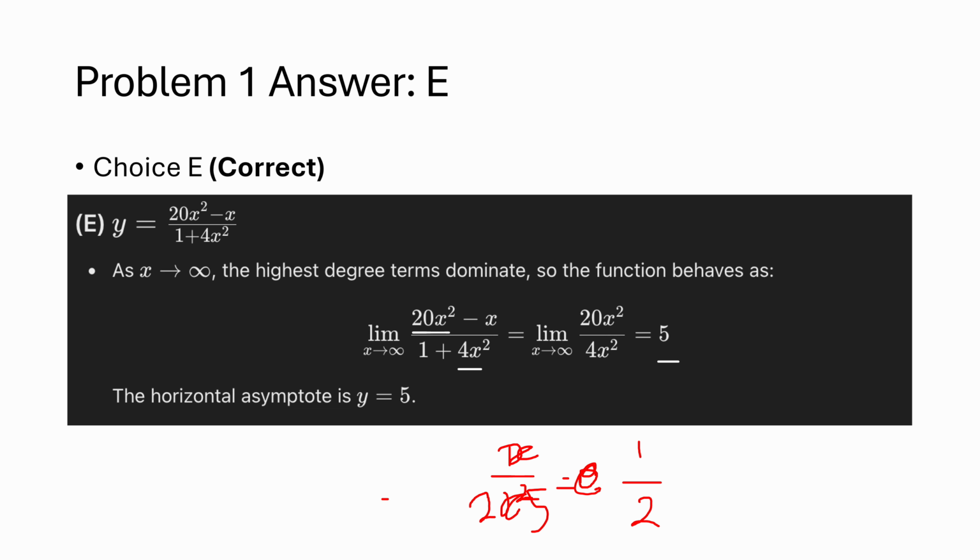And if the degree of the numerator is greater than the degree of the denominator, for example 2x squared over 4x, and x goes to infinity, then it will always go to infinity because the numerator grows larger than the denominator.